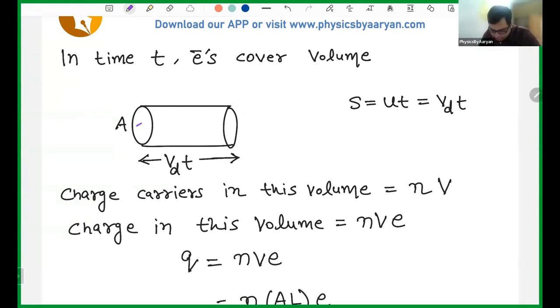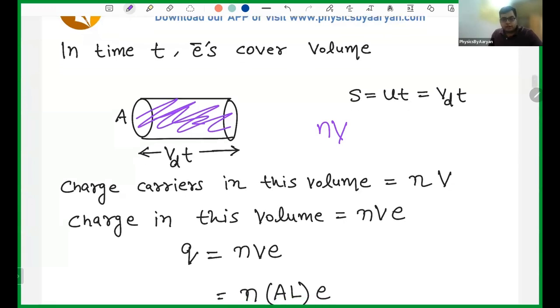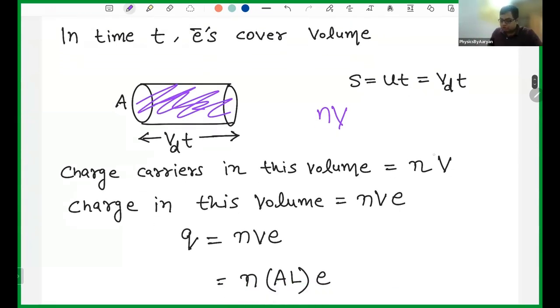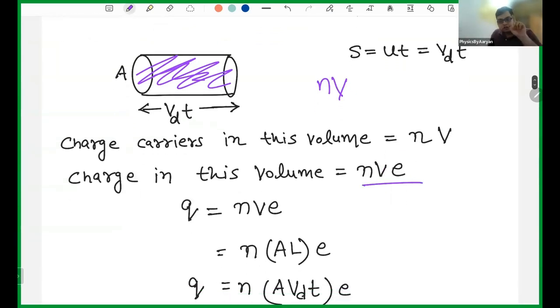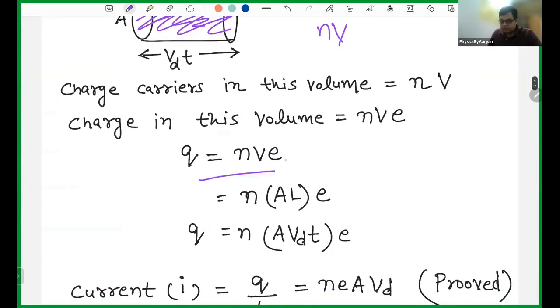How many total electrons will there be inside this volume? You know the number of electrons per unit volume is given by n. So if I multiply by the volume, I will get the total number of electrons inside this cylinder. What will be the total charge? This is the total number of electrons, so I have to multiply with e to get my total charge, since the charge on one electron is e. So total charge is n times volume times e.